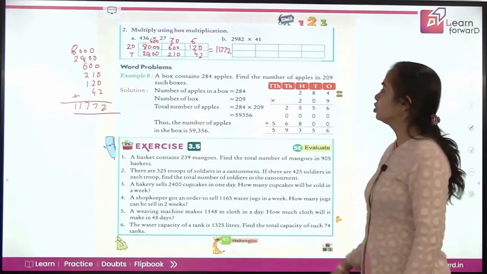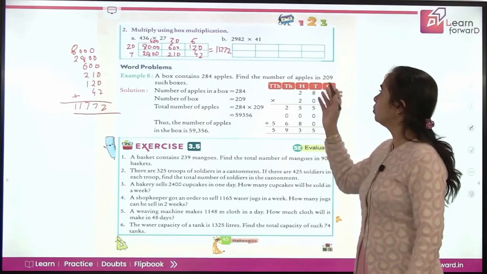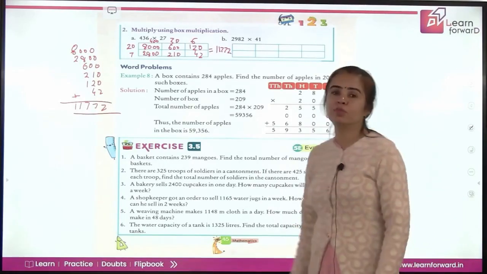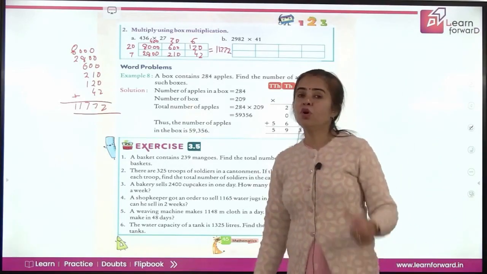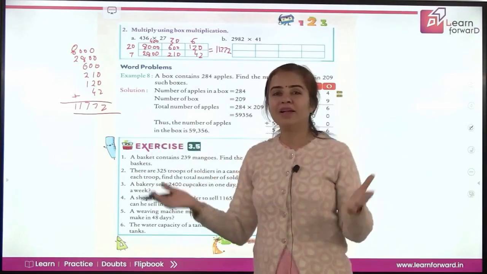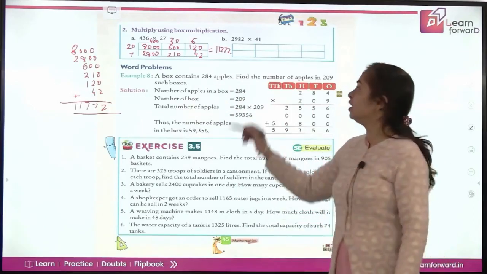Now we have some story sums for you. A box contains 284 apples. Find the number of apples in 209 such boxes. So if you know about one, you want to find out for many, what do you do? You multiply. Why? Because in each box there are 284 apples.